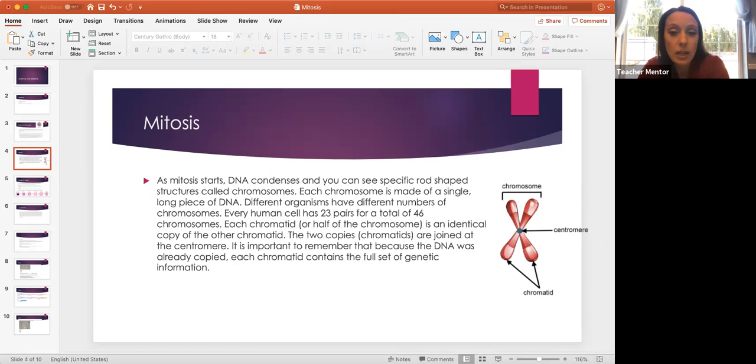So in humans, every human cell has 23 pairs for a total of 46 chromosomes. Each chromatid, or half of the chromosome, is an identical copy of the other. The two copies, what we call the chromatids, are joined at the centromere. Here's an example of a chromosome, each one being a chromatid, joined together at that centromere. It's important to remember that because the DNA was already copied, each chromatid contains the full set of genetic information. So again, we've got two identical sets here.